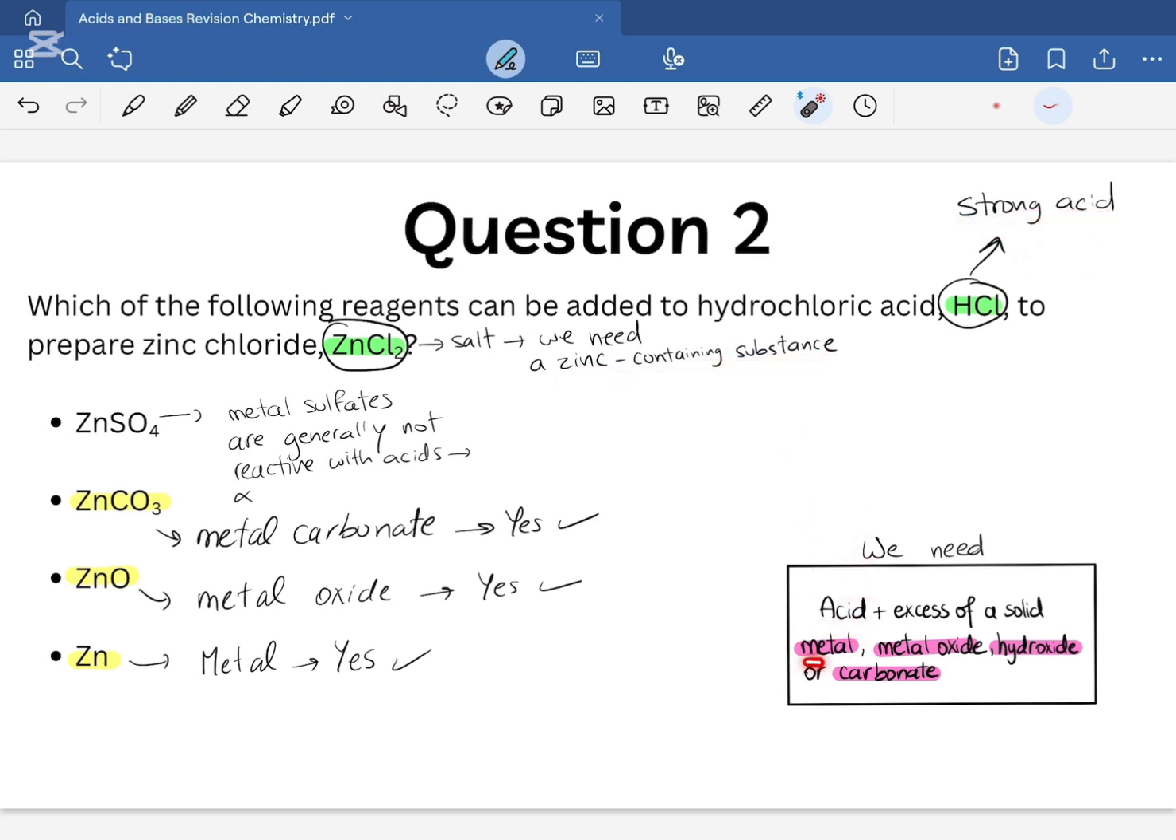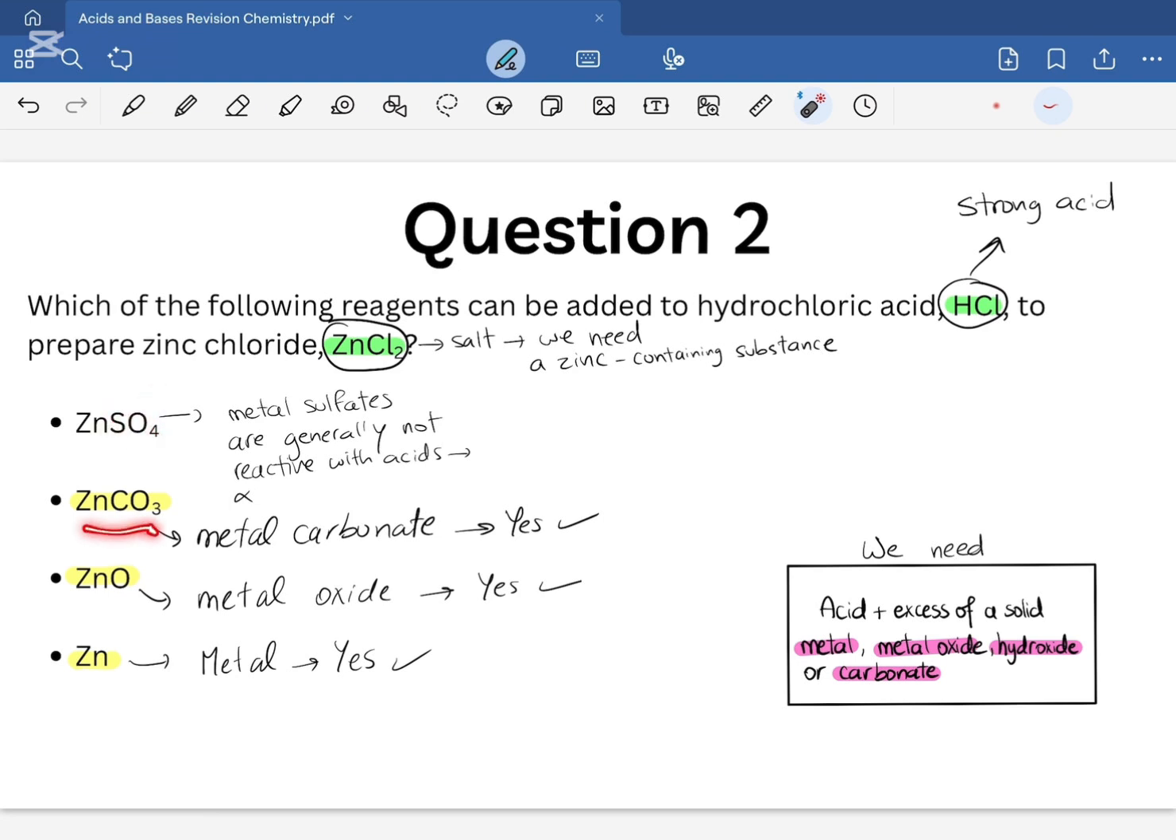Now we need to know to do this, we need the acid, which is the HCl, and we need a metal, like for example zinc, or a metal oxide, or a metal hydroxide, or a metal carbonate. And by oxide we mean O2 minus, hydroxide is OH minus, and the carbonate is CO3 2 minus. So for the first one, the zinc sulfate is not among the options we mentioned: metal oxide, metal hydroxide, or metal carbonate. Metal sulfates are generally not reactive with acids, so this is going to be wrong.